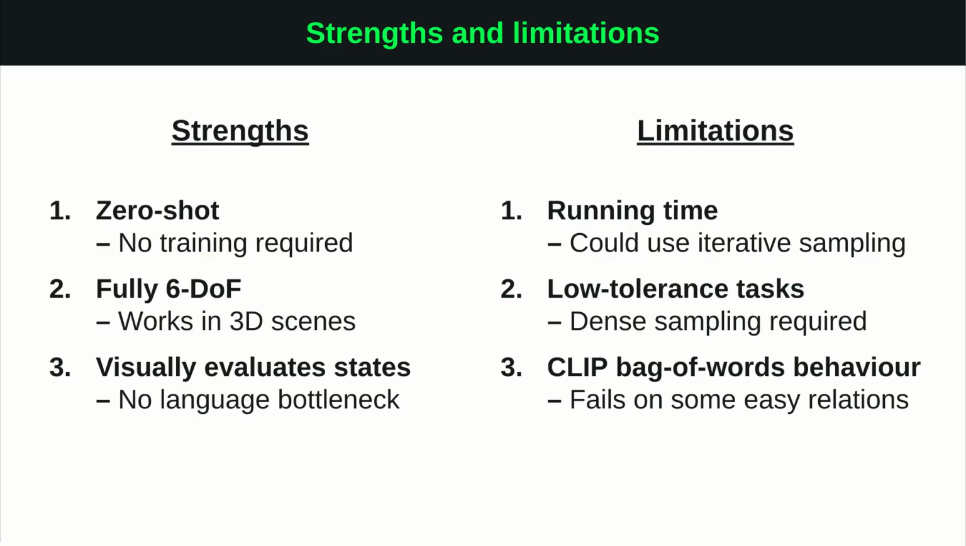One limitation of Dream2Real is its running time, particularly for lower tolerance tasks where denser sampling of poses is required. In future work, this could be sped up by iteratively sampling and scoring. Dream2Real also inherits some limitations of current VLMs, for example back and forth behavior. However, this also means Dream2Real will improve as VLMs continue to improve.